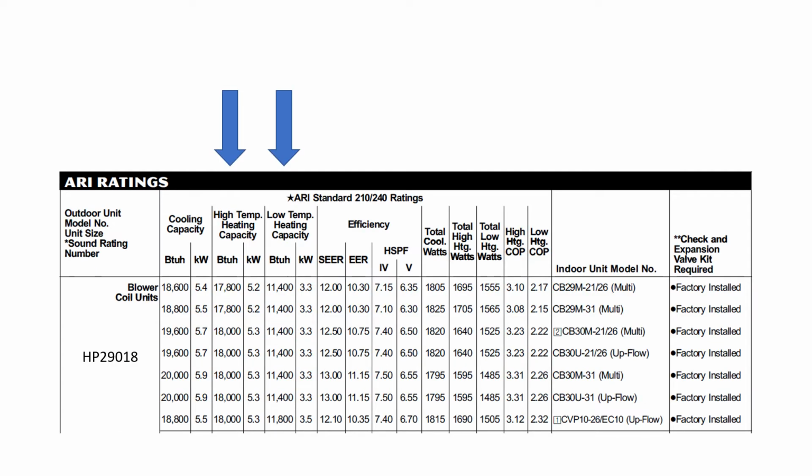This is another example we have of a heat pump performance chart. And here we see the high temp and the low temp heating capacity are listed without a temperature. When we see the high temp and low temp, the high temp is always 47 degrees and the low temp is 17 degrees.